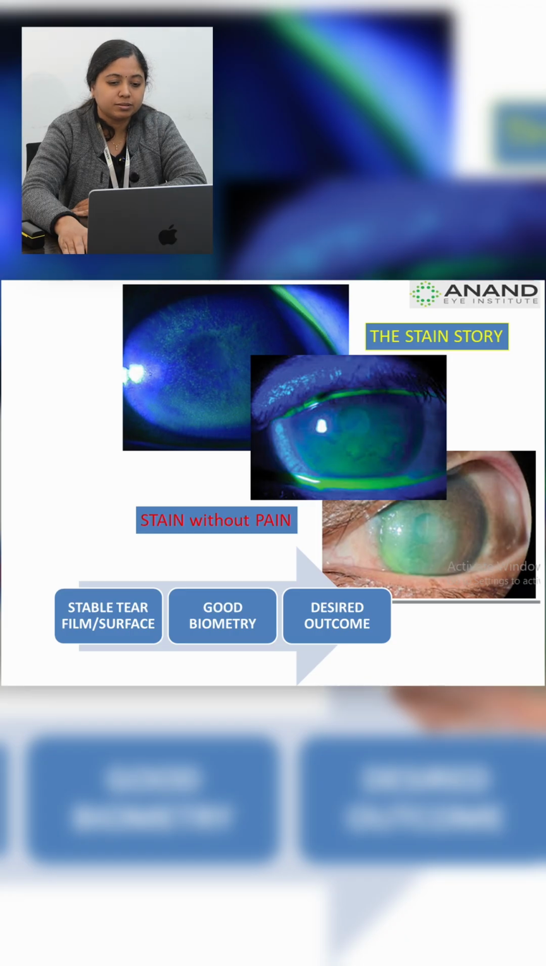So to begin with, before analyzing any cornea, first do a stain. So a fluorescein stain will tell you the whole story sometimes. It could be as simple as a dry eye to a hidden dystrophy, something like a basement membrane dystrophy, to an ongoing viral keratitis. So whatever is the root cause of the stain, stabilize the surface first, eliminate the stain so that your biometry is optimal and the outcome is desired.